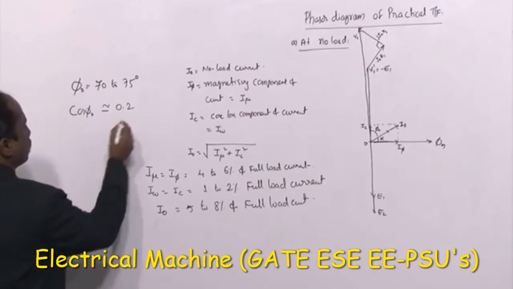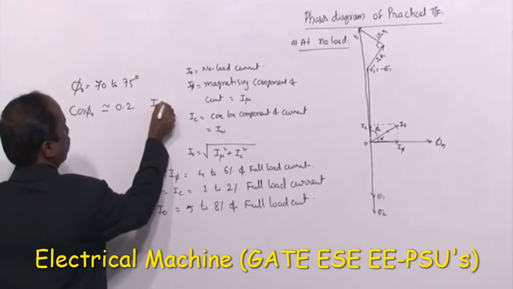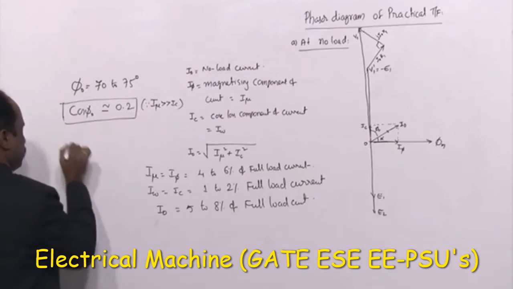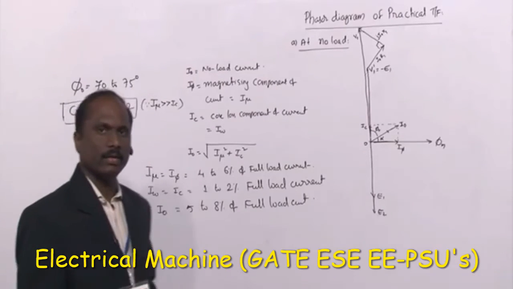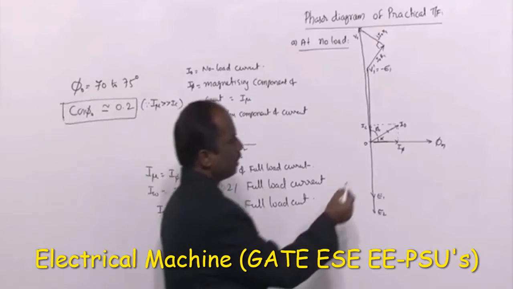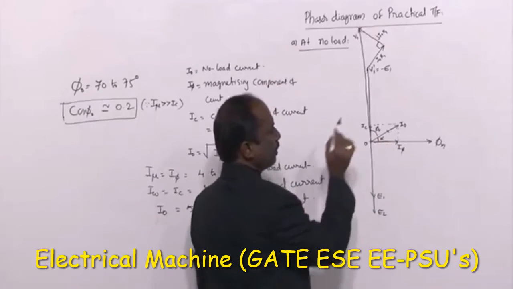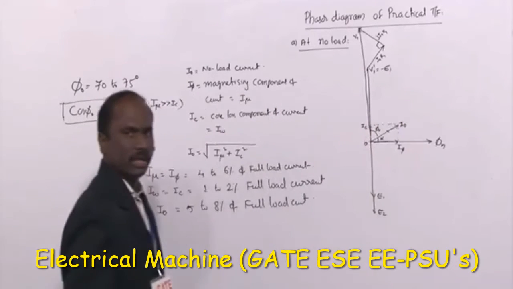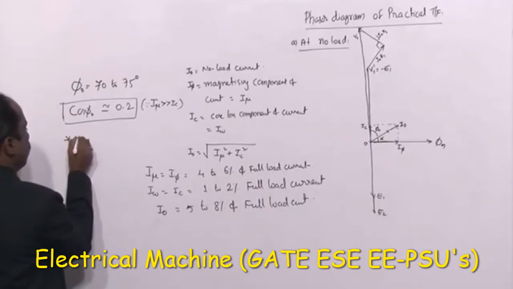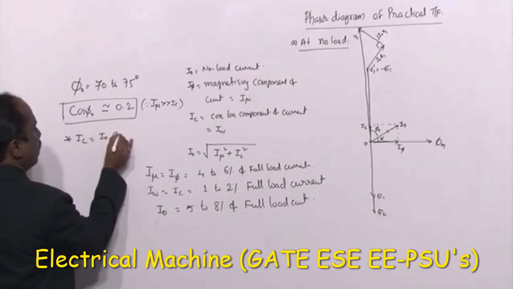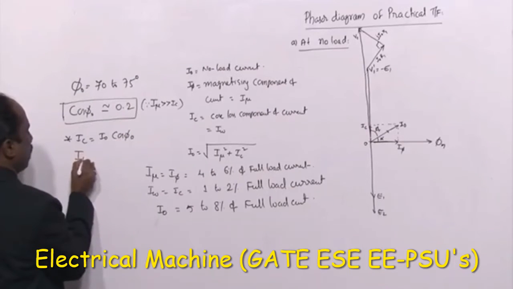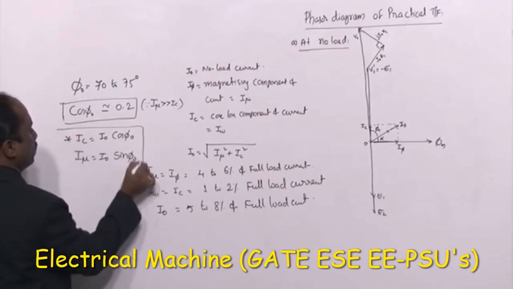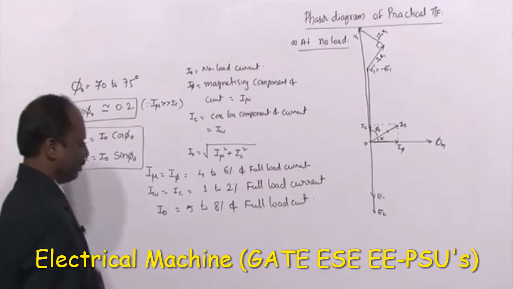The no load power factor cos phi naught is approximately equal to 0.2. This point is important, since I mu is very much greater than IC. No load power factor is around 0.2. So what is that IC? This is I naught. IC is nothing but I naught cos phi naught. And I mu or I phi is nothing but I naught sin phi naught. So the core loss component is I naught cos phi naught, and the magnetizing component is I naught sin phi naught. They are different relations you have to remember.